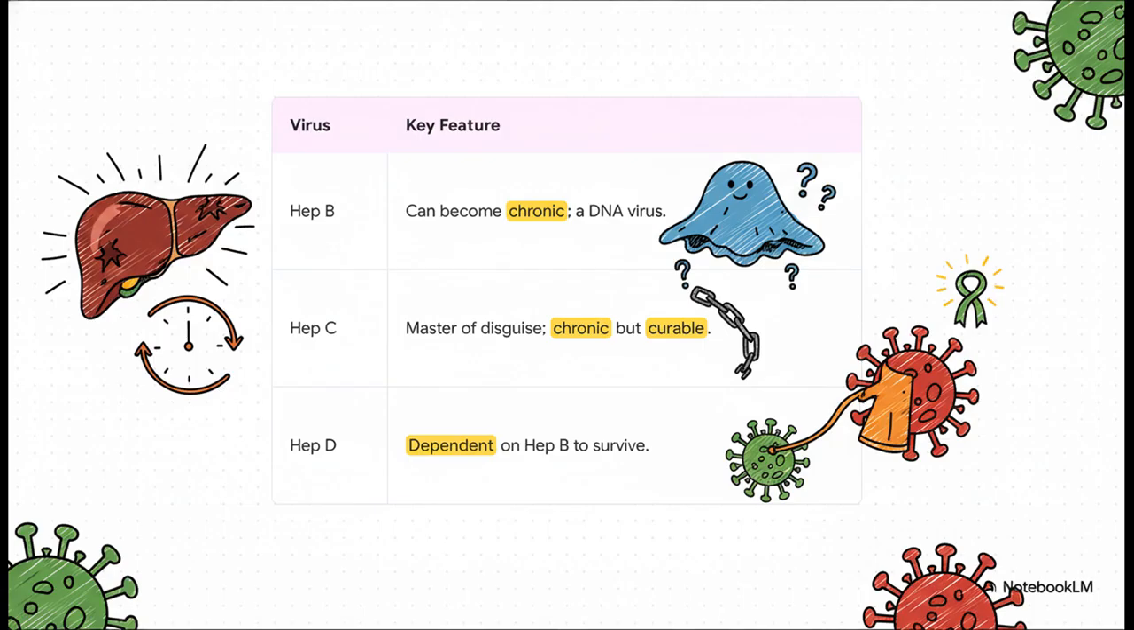And then there's hepatitis D. For this one, just think D for dependent. It's like an incomplete virus. It's a freeloader that can't infect you on its own. It absolutely needs hepatitis B to survive. It basically wears Hep B like a coat to get into your liver cells.